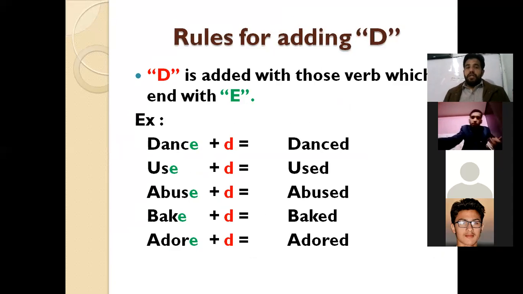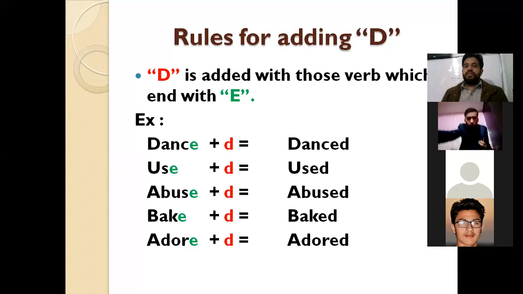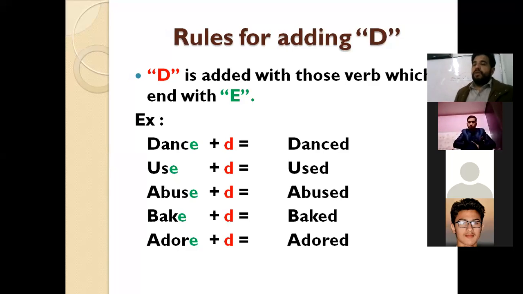Like we say use. Use is the first form of verb and it ends with E. If you are going to change it to second form, you will add D at the end of it, like used. Like abuse, abuse is a verb which ends with E. To change it to second form, you add D at the end of it, like abused. Likewise adore. So the D rule is for those verbs which end with E, and to change them to second form you add D at the end.